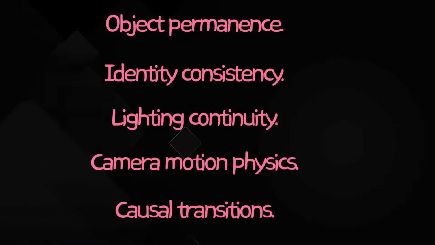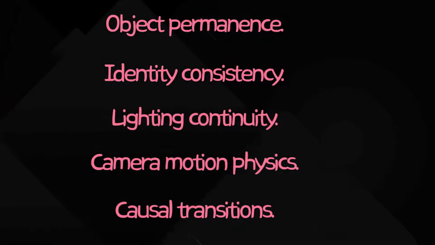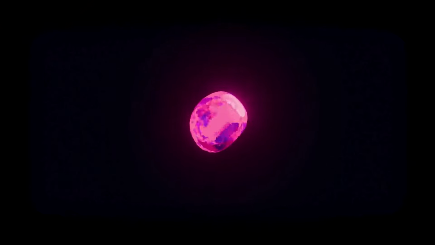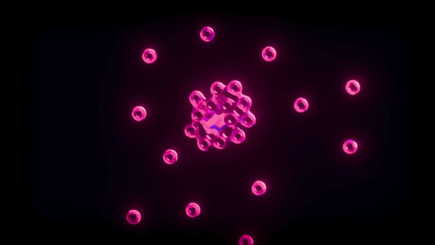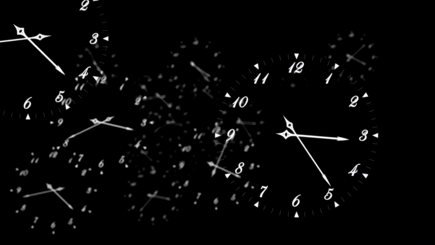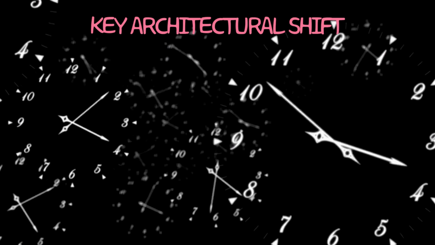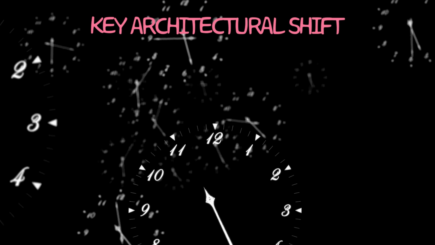If a character walks behind a pillar, the model must remember they exist. If the camera pans left, the environment must rotate consistently. If light flickers, it must flicker across every frame. Early diffusion video models treated frames almost independently. Seedance 2.0 does not. It treats time as a structural dimension inside the latent space itself. And that's the key architectural shift.